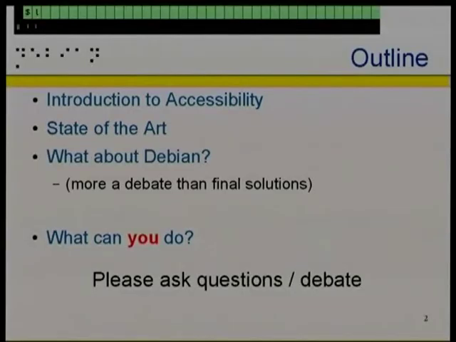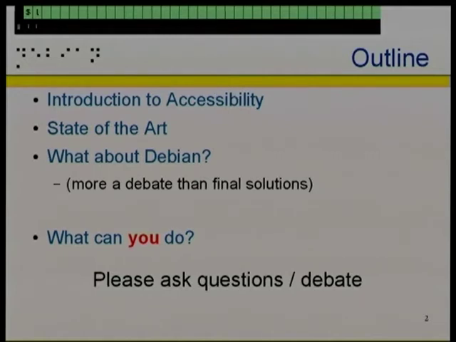Please ask questions. This is the first time I make a talk about this topic, so I don't know what you don't know. So please ask me when you don't understand something. And about Debian, please debate, have ideas and things like this. The little green and black thing on top of the screen, don't look at it for now.